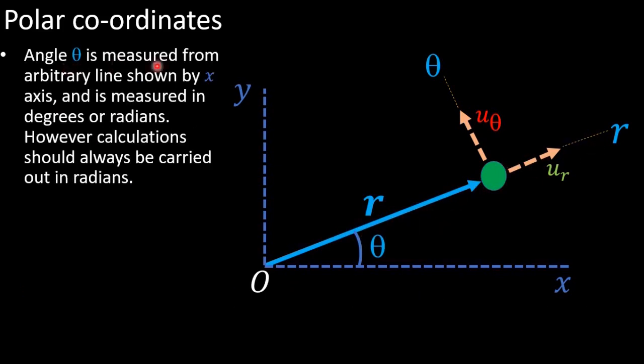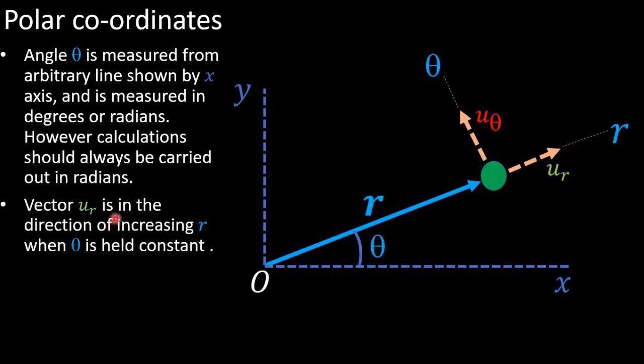The angle theta is measured from an arbitrary line shown by the x-axis and is measured in degrees or radians. However, in our calculations, we should always be using radians. The position theta can be defined in degrees, but when we're carrying out calculations, we always work in radians. So when you're given problem sets, and let's say the angle is defined in degrees, the first thing you need to do is always convert that into radians.